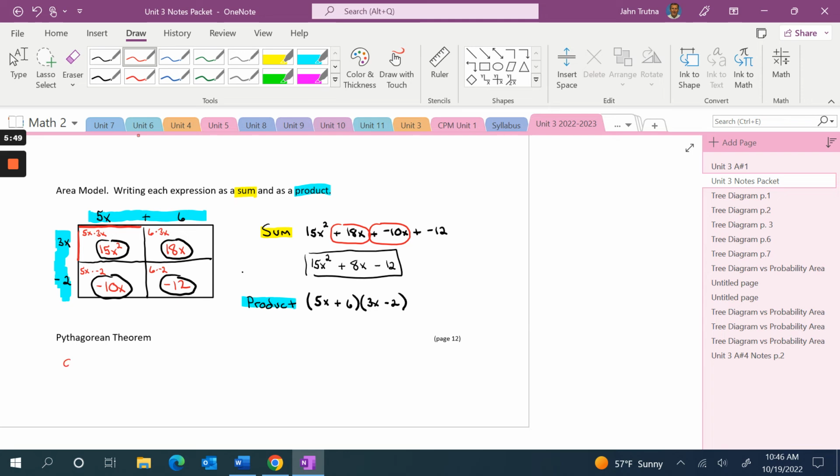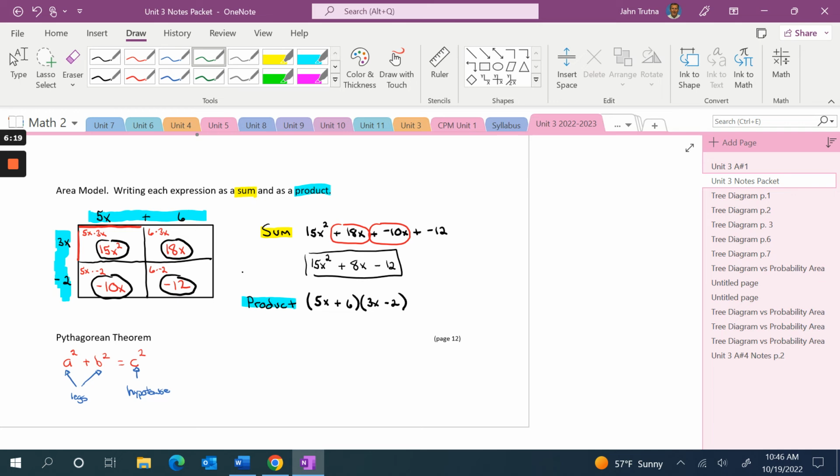We all know Pythagorean theorem as a squared plus b squared is equal to c squared. And the key part about the Pythagorean theorem is the c part is going to be the hypotenuse of your right triangle. And then the a and the b parts are going to be your two legs of the triangle. Okay, so these are going to be your legs of the triangle.